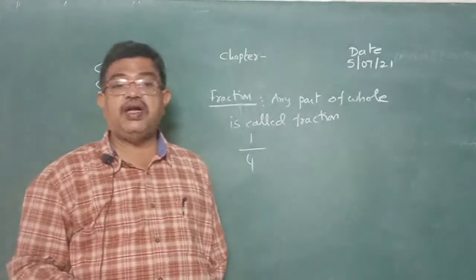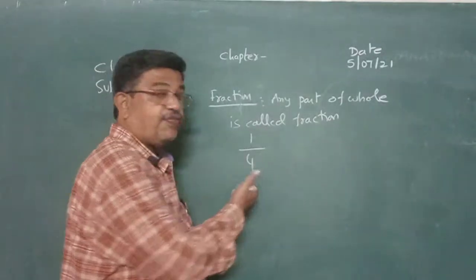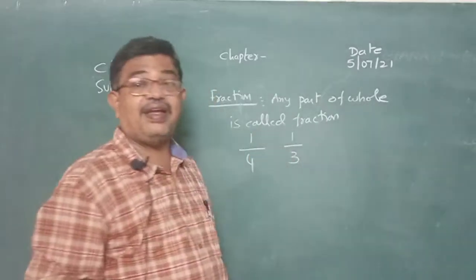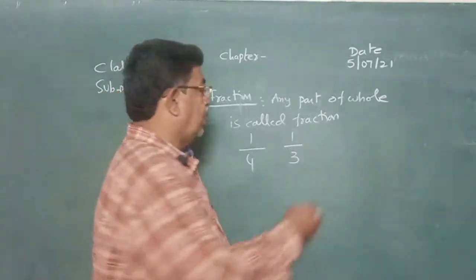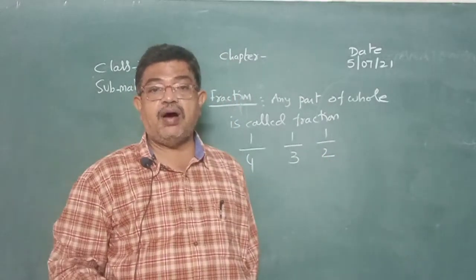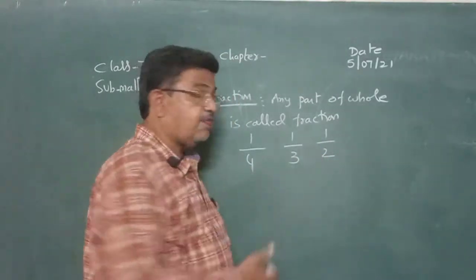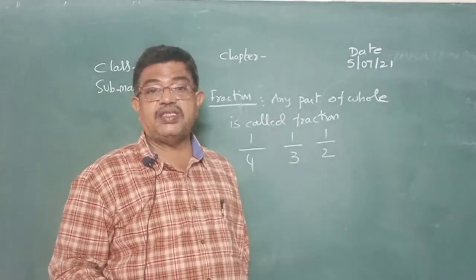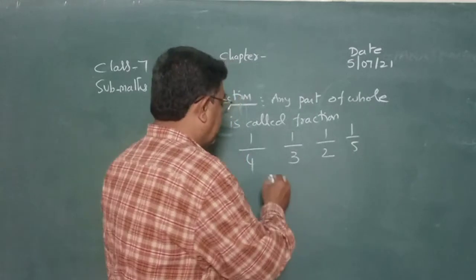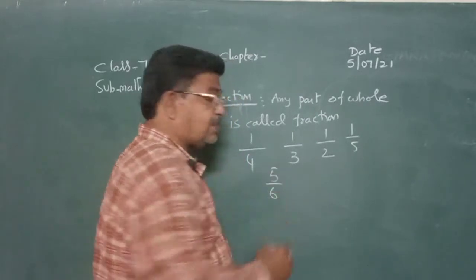A whole divided into 4 parts, we call 1 by 4. A whole divided into 3 parts, we call 1 by 3 or 1/3. A whole divided into 2 parts, we call 1 by 2 or half. 1 by 4 is called a quarter. 1 by 3 is called 1/3. 1 by 5 is called 1/5. 5 by 6 is called 5/6.